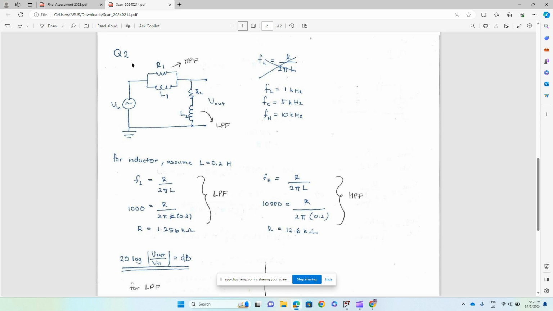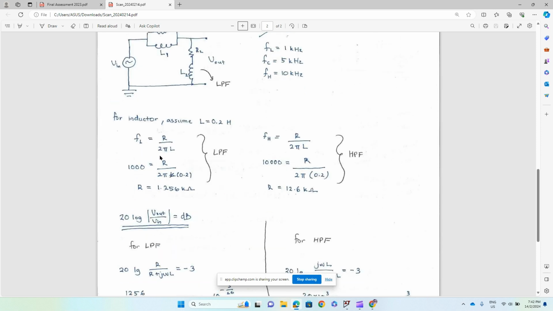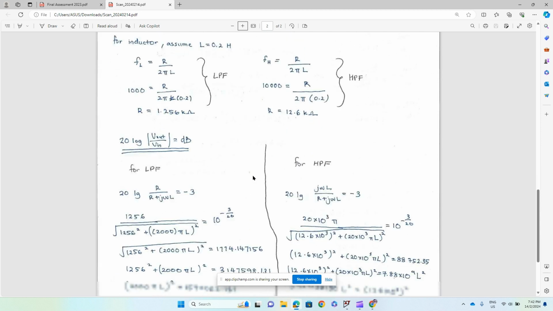Okay, we draw this circuit, in which this is a high pass filter and this is a low pass filter. We assume the value of inductor is 0.2 Henry, and this is the formula for cutoff frequency. We got 1.256 kilo ohm for the low pass filter and 12.6 kilo ohm for the high pass filter.